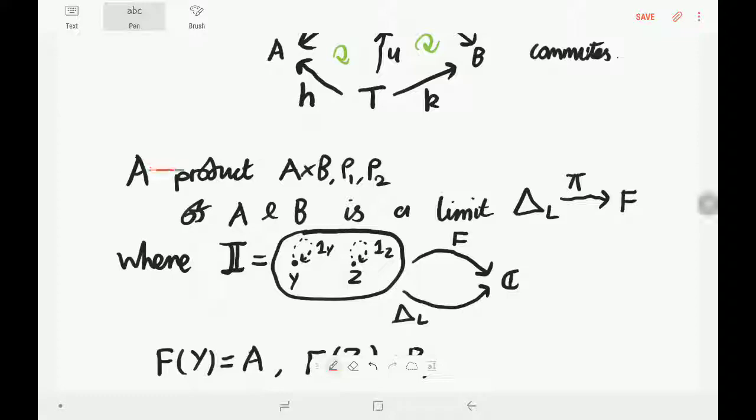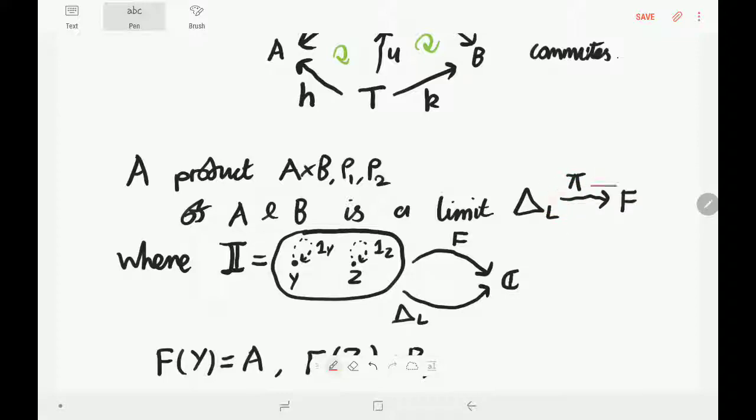So a product A times B, with an object A times B and projections P1, P2, is a product of A and B, and it is actually an example of something called a limit, a limit π from ΔL to F. Now, this is what's called a cone. L is called the apex of a cone.